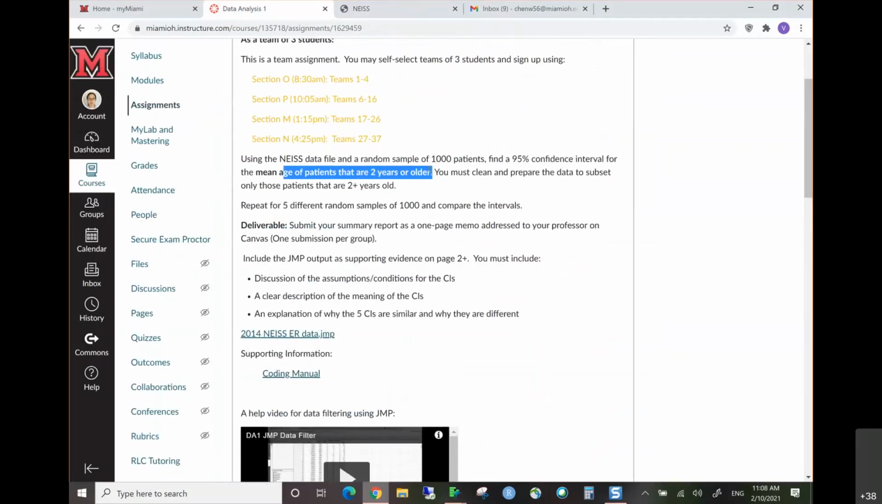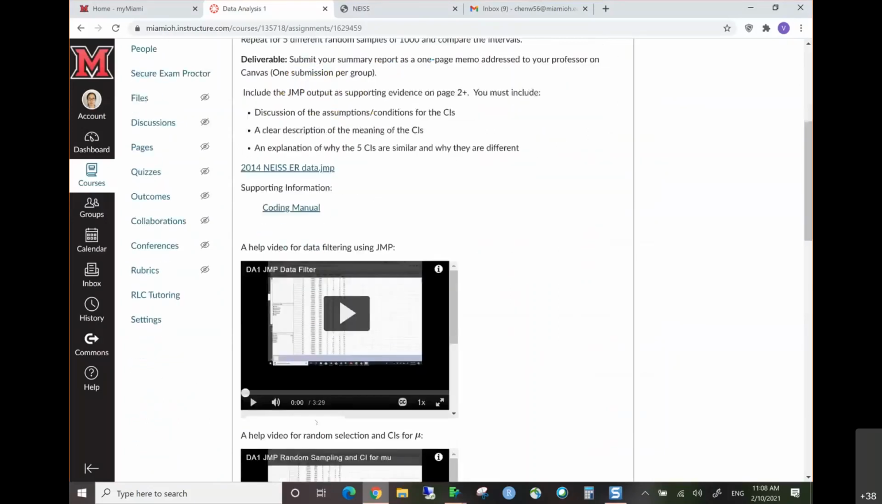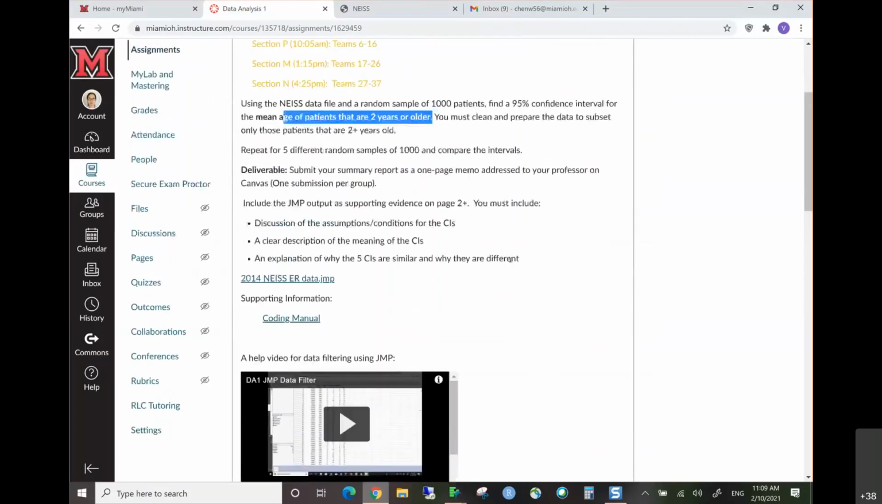Right, so how to filter the data, only about 2 years or older? Here I attached a video to help you know how to filter the data. So watch this video before you do the data analysis. Right, so this is the first thing.